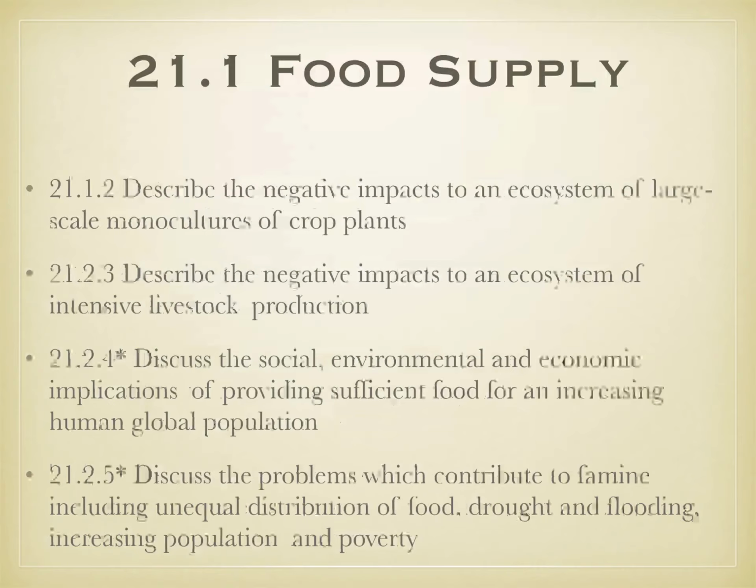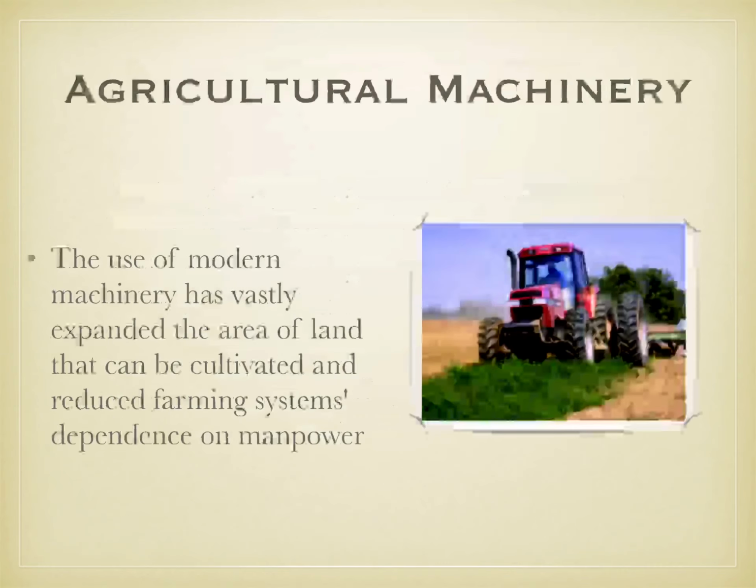Those of you who are doing core and supplement, you also need to be able to discuss the social, environmental and economic implications of providing sufficient food for an increasing human global population. You need to be able to discuss the problems which contribute to famine, including unequal distribution of food, drought and flooding, increasing population and poverty.